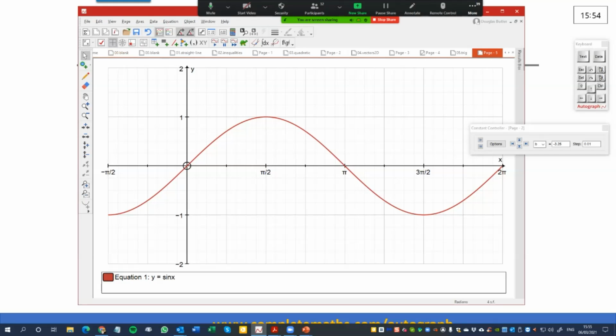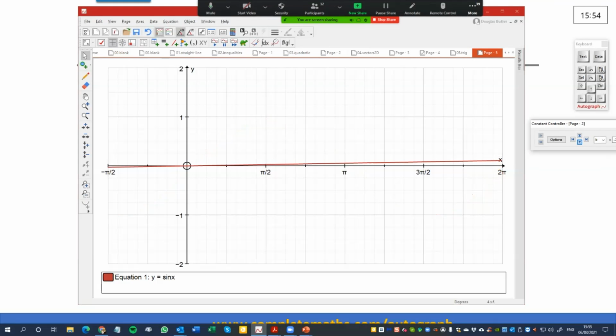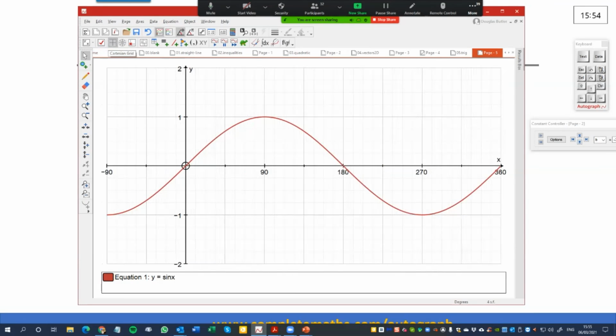On the other hand, if we change to degrees, what happens? Ooh, it looks very strange, doesn't it? But then if you think about it, 2 pi is about 6, isn't it? So it's hardly got going in degrees. And the red tick comes to our rescue once again.